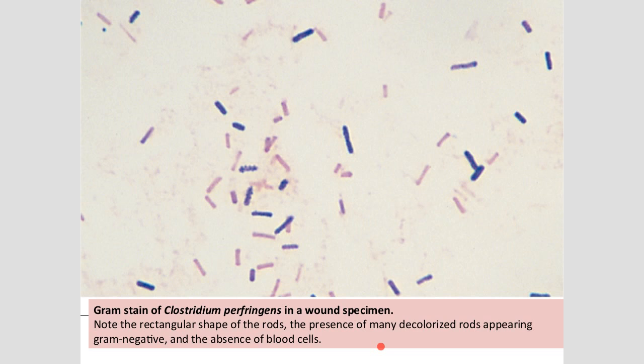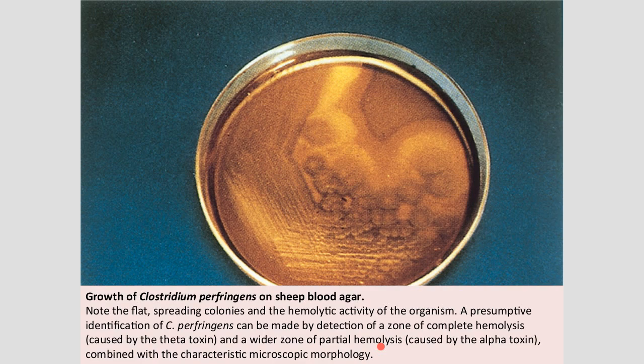If you were to stain them under Gram stain, you can see from here is a wound specimen, and you will see a typical structure. They are like rods. Sometimes you can see over here that they may appear as gram-negative, but by far, we consider them as gram-positive rods. That's more like a staining problem that we may come across, and it should not fool you into considering them gram-negative.